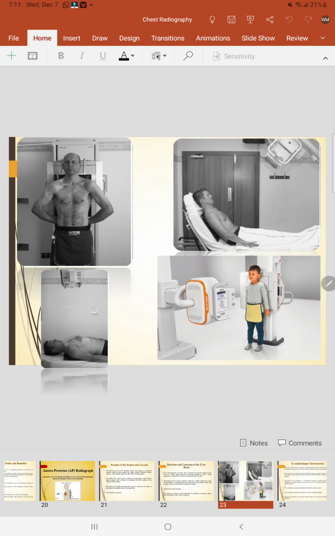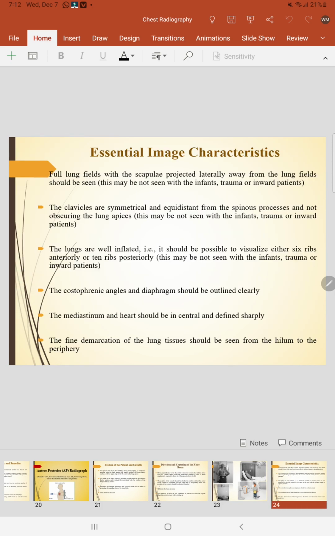Look at these images. This is AP projection. Now, essential image characteristics. Full lung fields with the scapulae projected laterally away from the lung fields should be seen. This may not be seen with infants, trauma or invalid patients. The clavicles are symmetrical and equidistant from the spinous processes and not obscuring the lung apices. This may not be seen in infants, trauma or invalid patients.